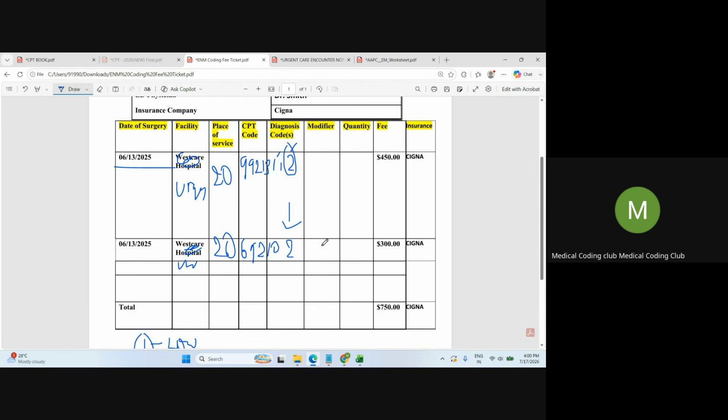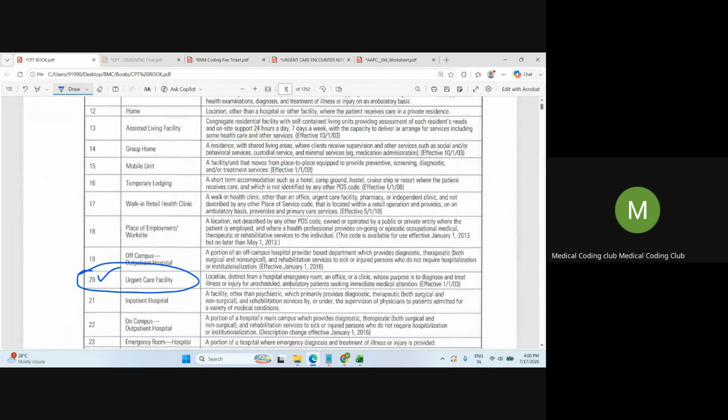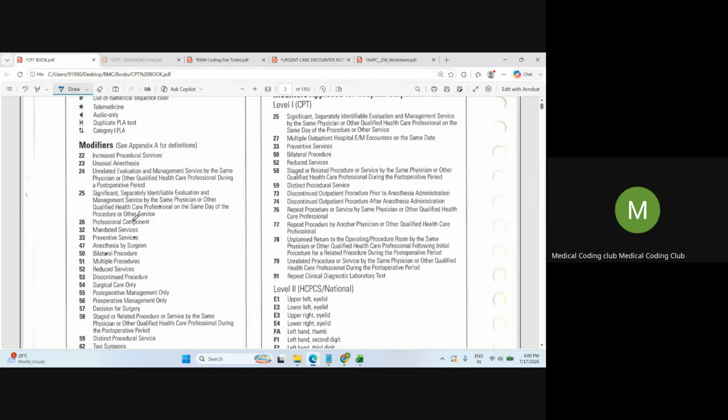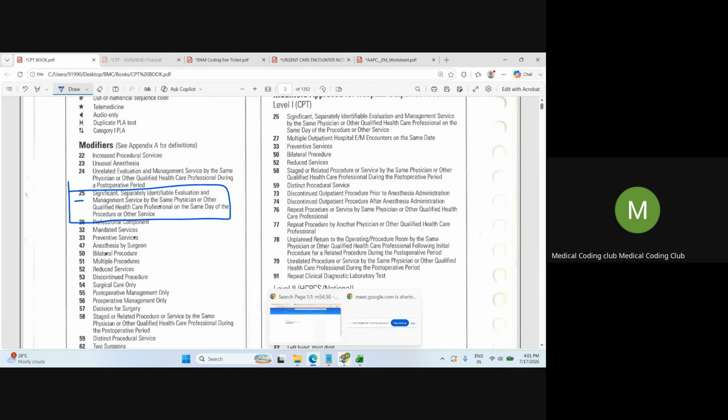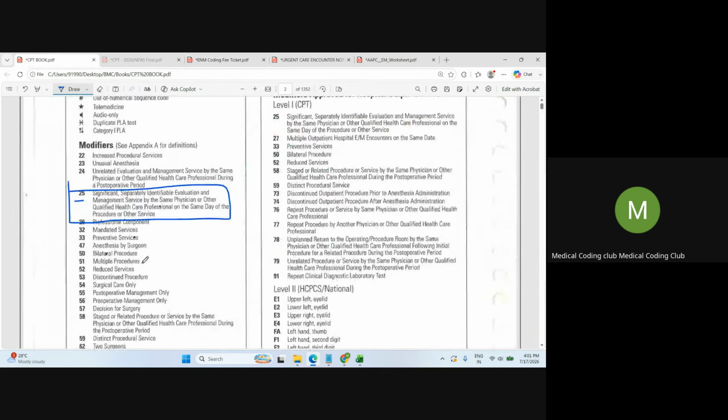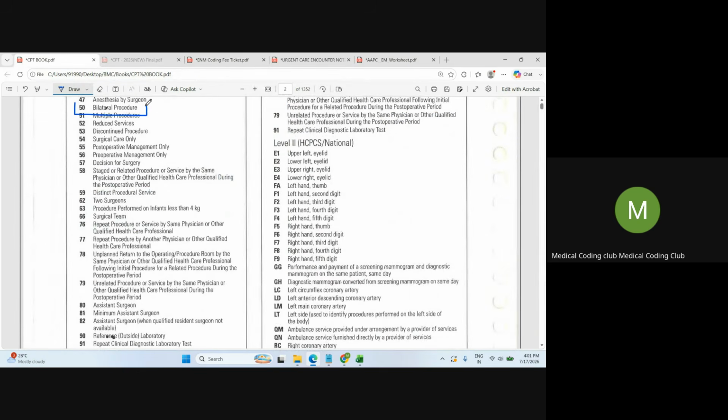Then comes the modifier. Whenever you have an E/M, along with that, if you have a separately identifiable procedure, you will give modifier 25. There is a procedure as well as an evaluation and management, so you need to code the 25 modifier with the E/M. Then, 69210 was performed bilaterally, so you can use modifier 50. Modifier 50 says bilateral procedure. This is how it will be used.